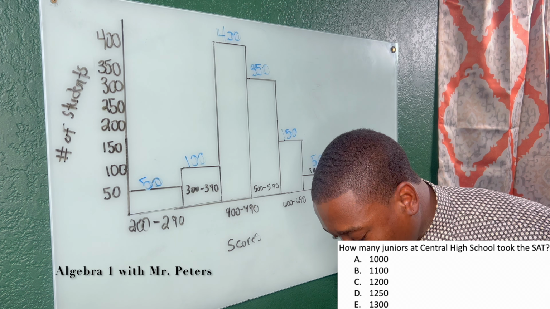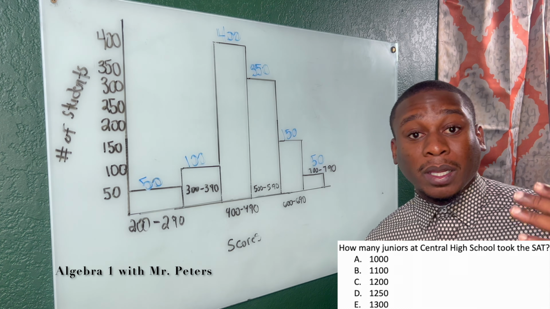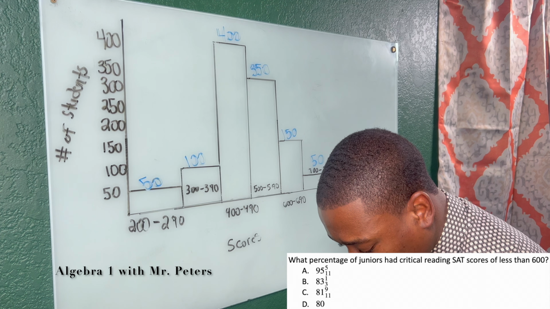Okay. We're going to get an answer of 1,100 students, which is going to be letter choice B. So that's how we would answer the first part of this question.